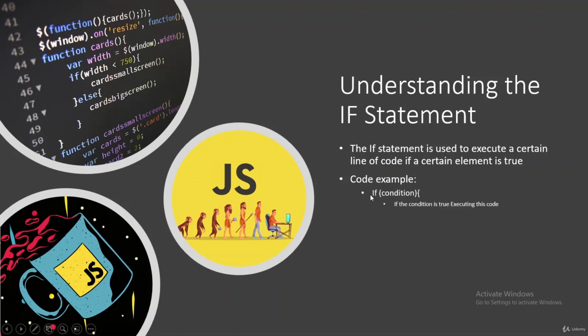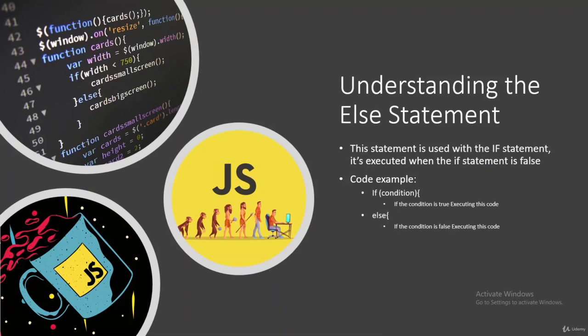So if a certain condition is respected, we open up those brackets right there, and we write down the code that will be executed. So the first part of the if statement is the condition, and the second part of the if statement is the code that will be executed. All right, so if the condition is true, the code will be executed. If the condition is false, nothing will be executed.